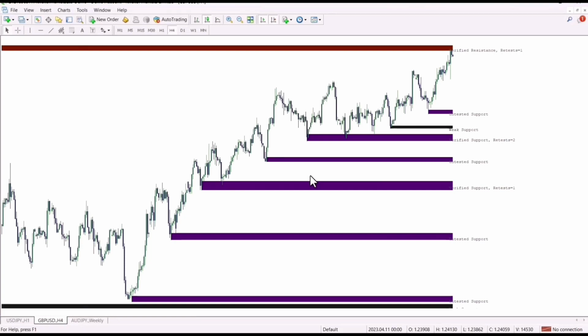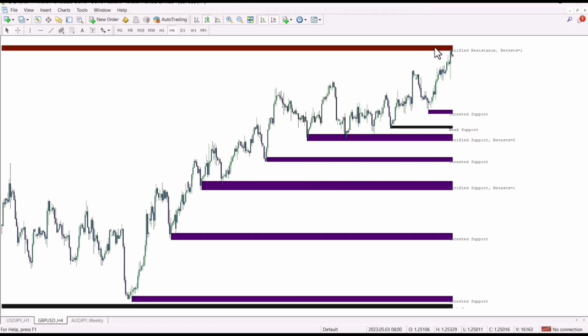The indicator has a lot of levels. We have the verified support and resistance, the untested support and resistance, the weak support and resistance, the tested support and resistance, the proven support and resistance, and we also have the turncoat support and resistance.